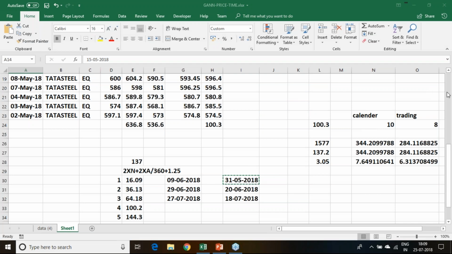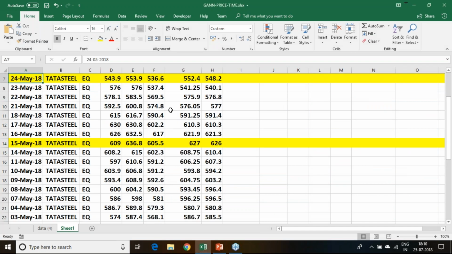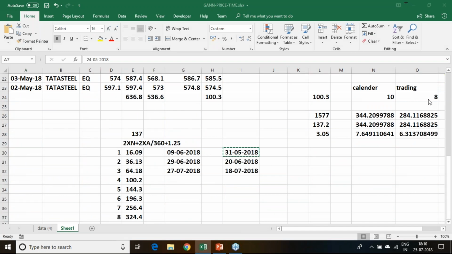So once I count these numbers, 16 days from 24th May, I'll be starting my counting from the 24th May low: 9th June, 29th June and 27th July. These are the 3 dates I am getting. In these dates, I may have a major top or a major bottom formation.